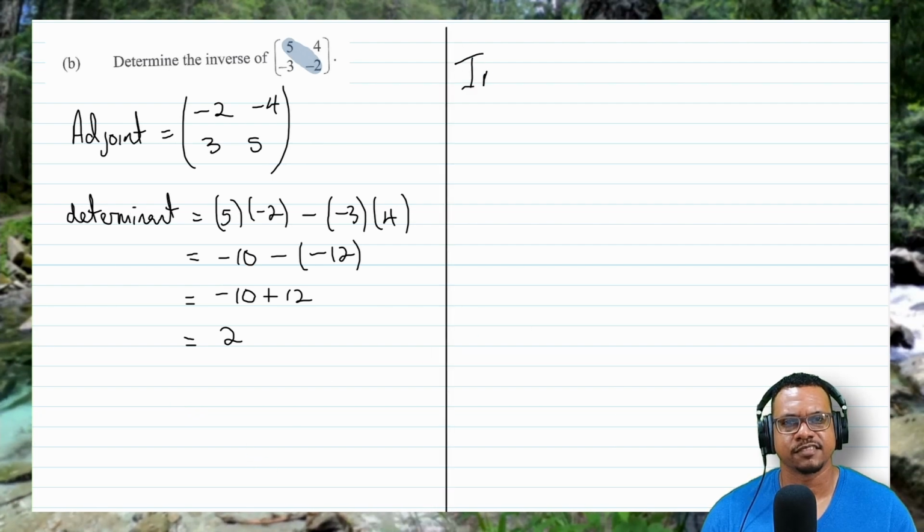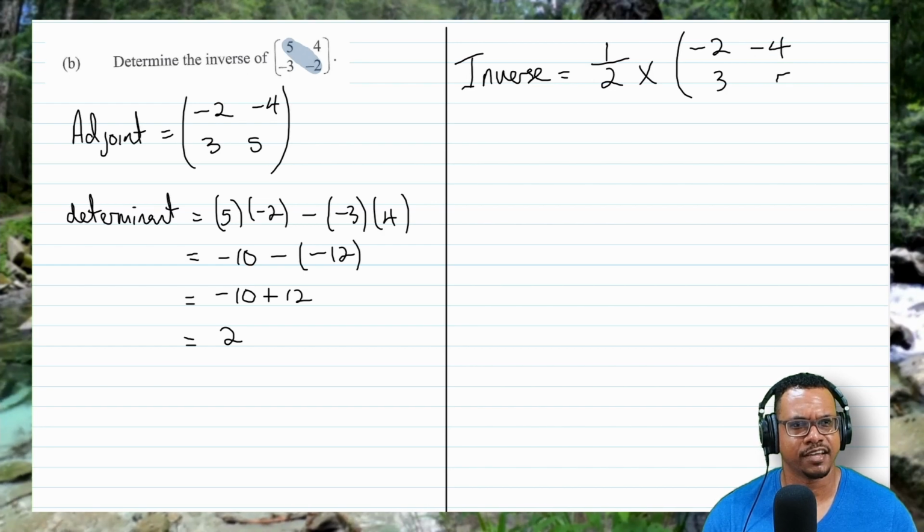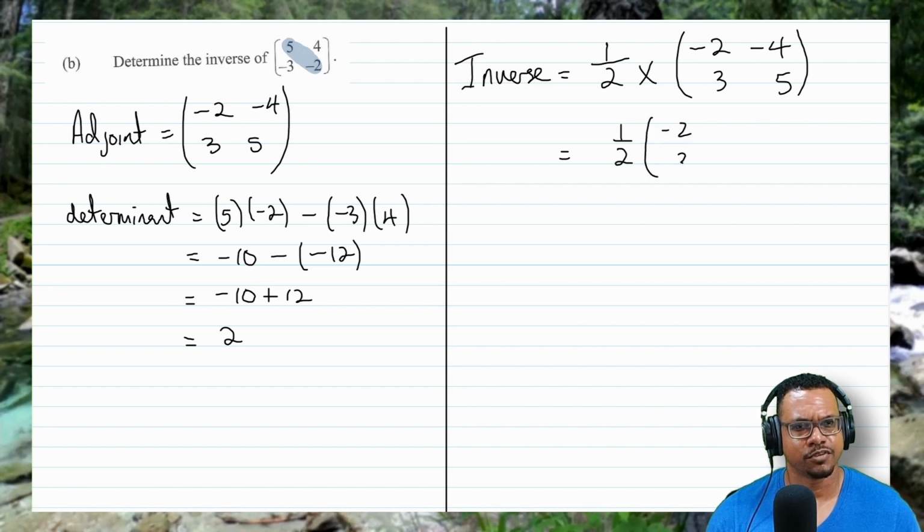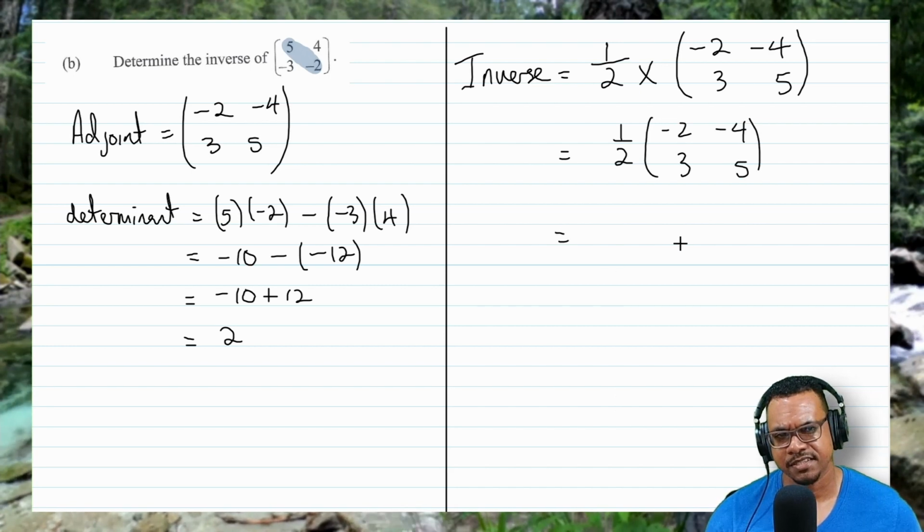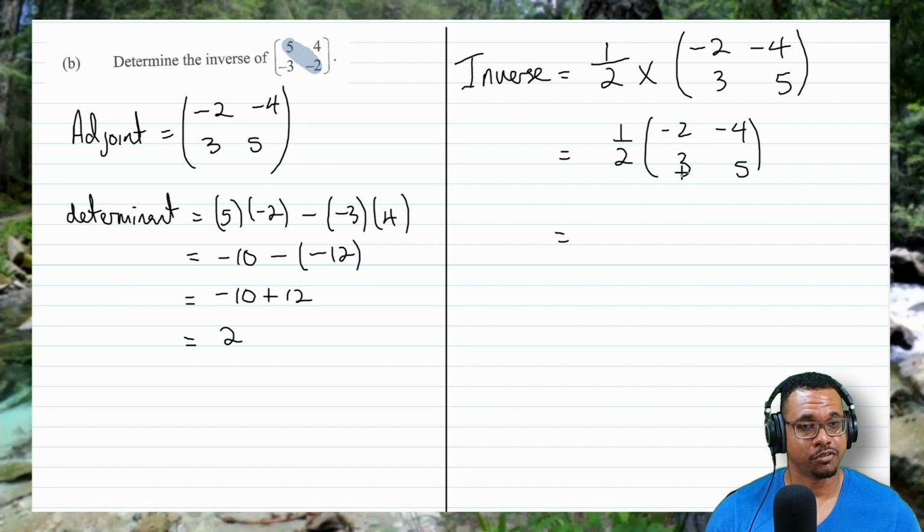So my inverse is just 1 over the determinant. So 1 over 2 multiplied by my adjoint, which is the negative 2, 3, -4, and 5. All right, so I write that as a half times -2, 3, -4, and 5. And if you're multiplying by half, it's the same as dividing by 2. Which is the preferred way? I prefer to work this. Let's take this matrix and divide it by 2. So I have -2 over 2, -4 over 2, 3 over 2, and 5 over 2. And let's work it out from there.